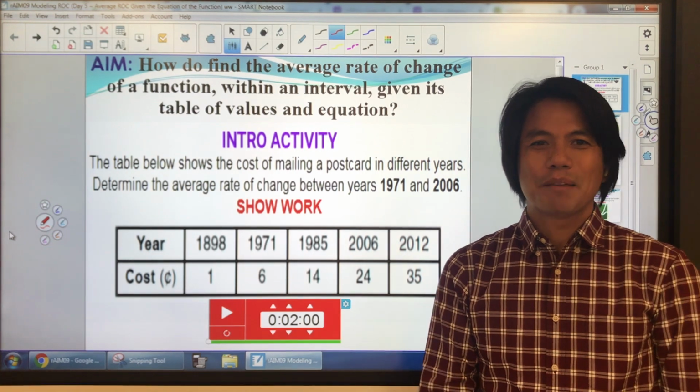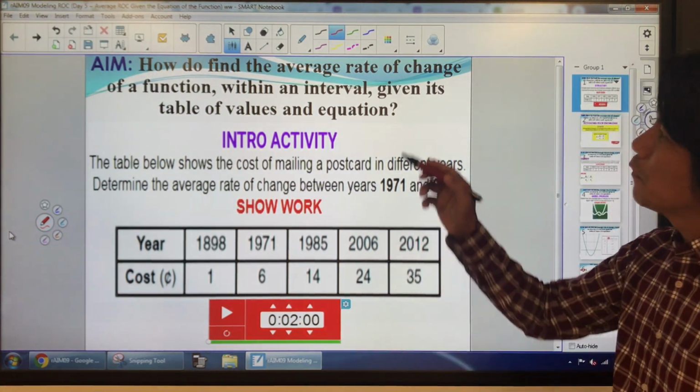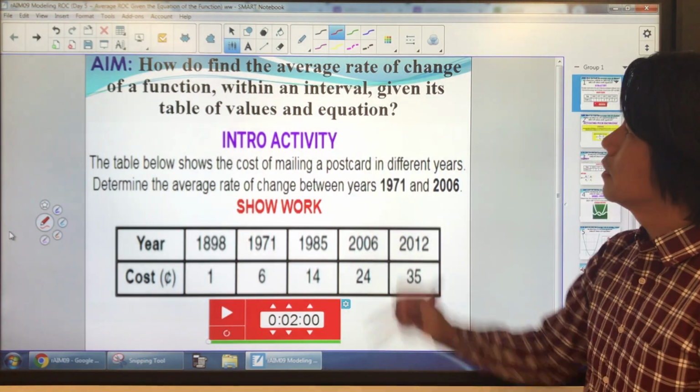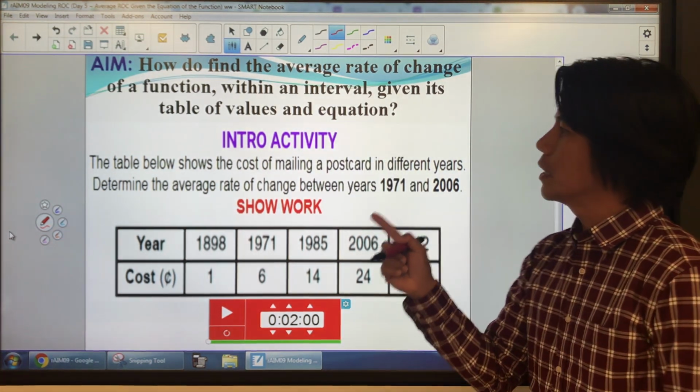Hello everyone, my name is Mr. M. Today we are going to find the average rate of change of a function within an interval given its table of values and its equation.